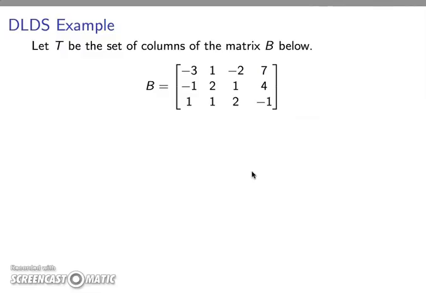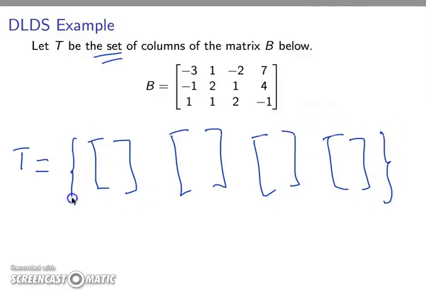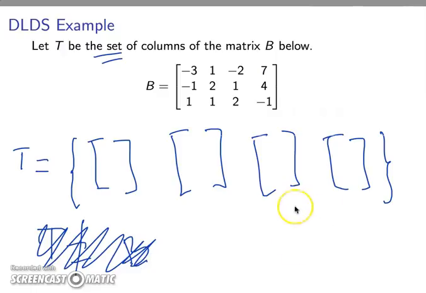Let's say we're working with the columns of this matrix. When we say that we're considering a set here, we mean that T, as a set, is going to contain 4 members, right? It's not the same as saying T equals B, because B is a matrix, and we're considering the columns of B as members of a set.